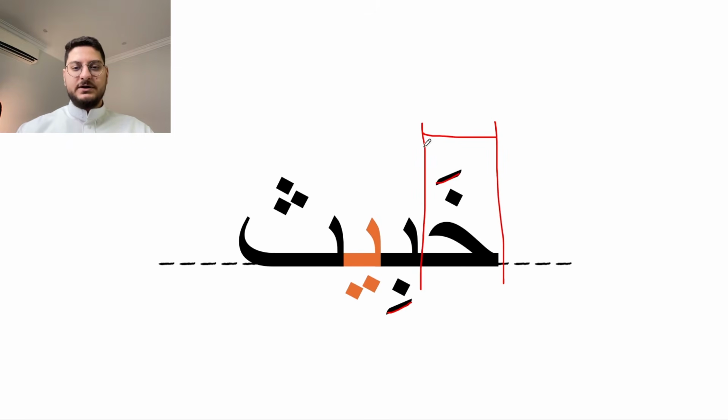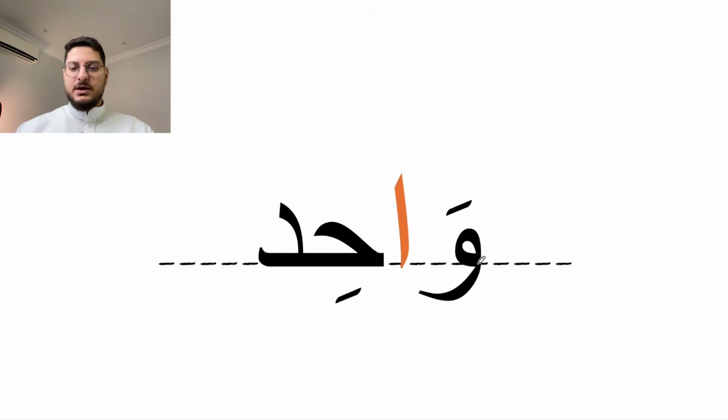And then what do we have here? So we have one dot below, that's a ba with a kasra, it's bi. The ya makes it twice as long, so it's bee. And then we have this letter with three dots on top, so it's beeth. Khabeeth, khabith, which means evil, khabith.